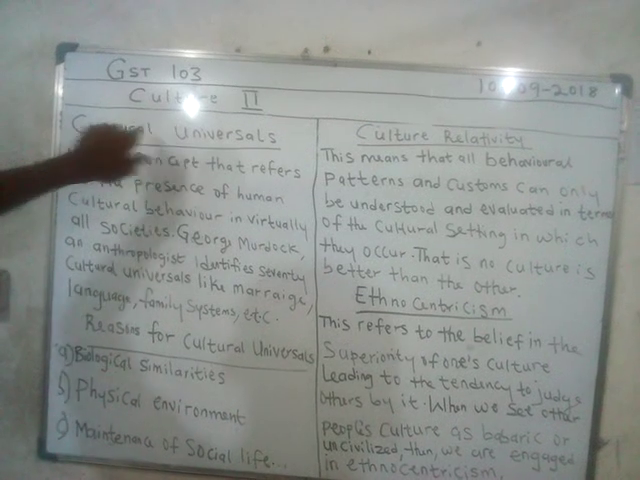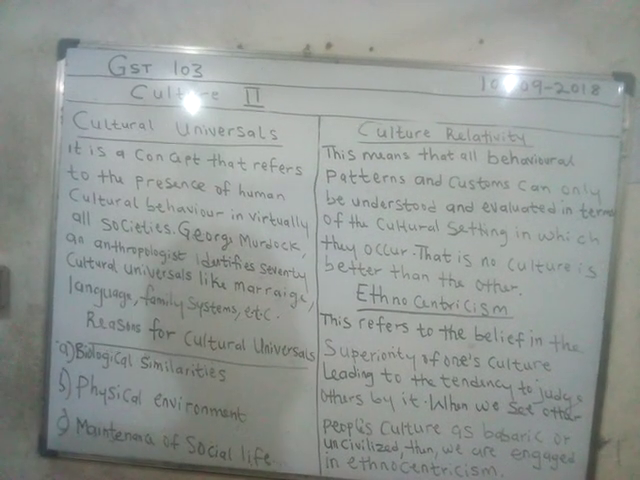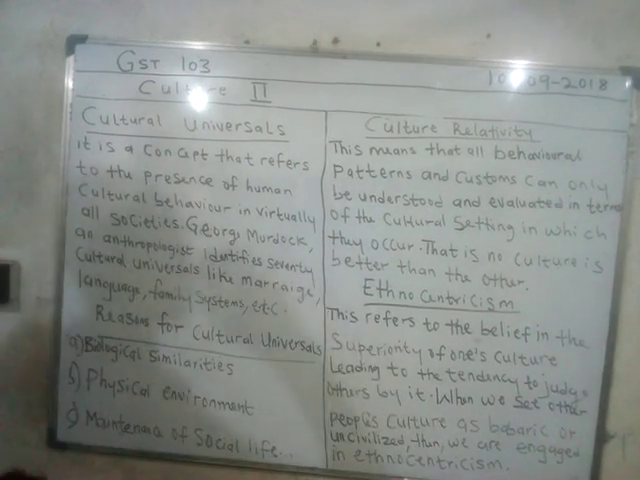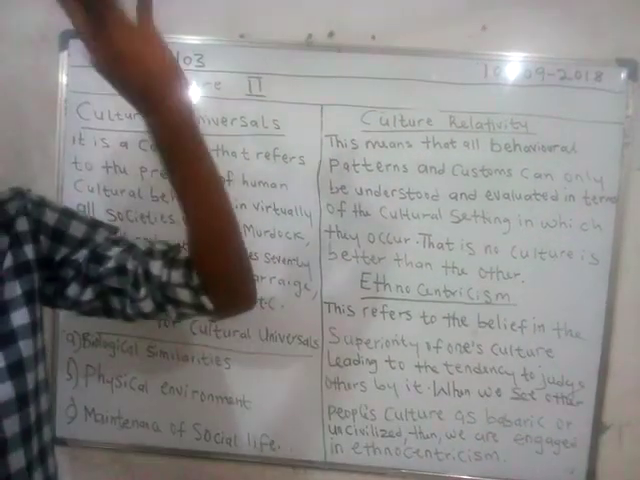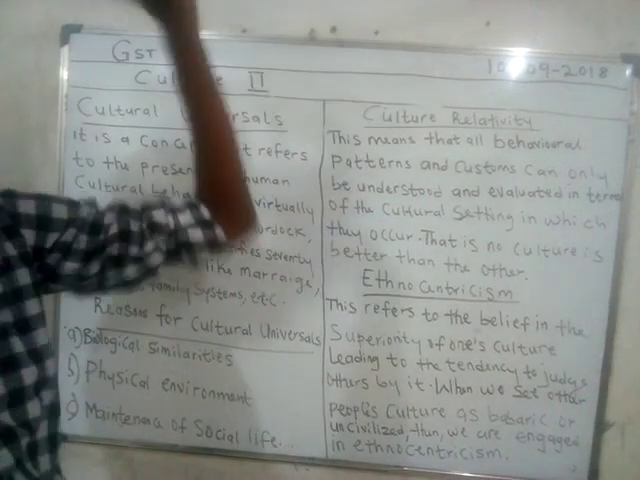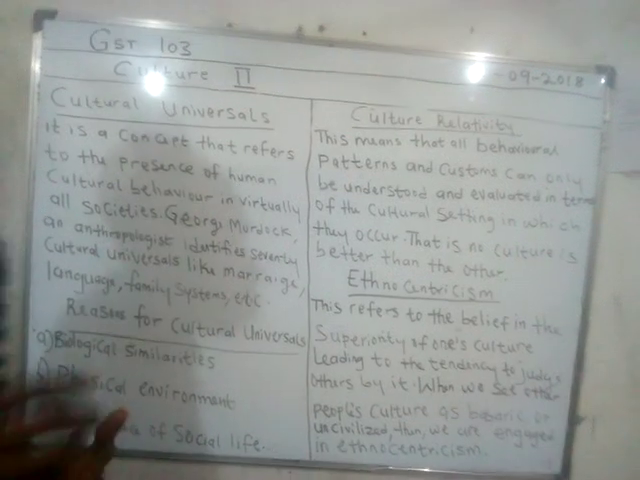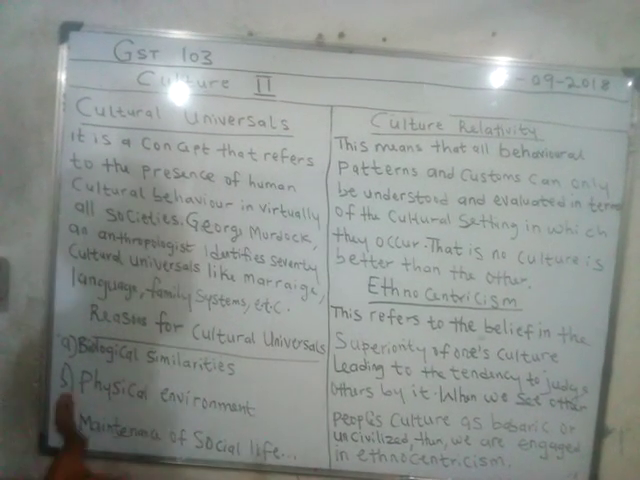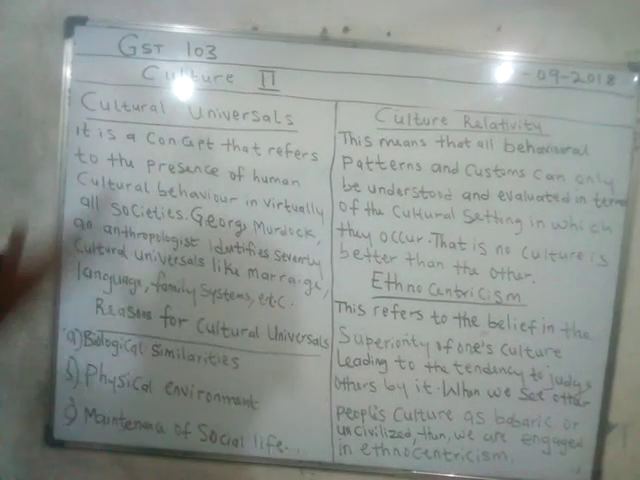Now let us look at some important definitions. Cultural universals. When you hear the word cultural universal, from the word universal, you know that it is what occurs everywhere, what happens everywhere. And we said culture is the total way of life acquired by man as a member of a society. So what is culture? What are cultural universals?